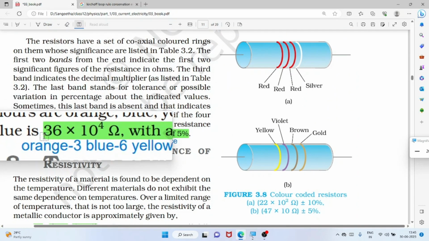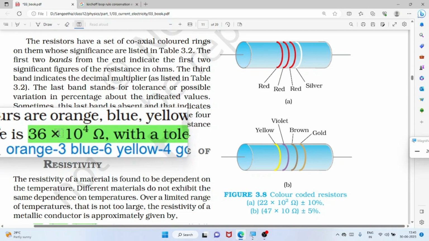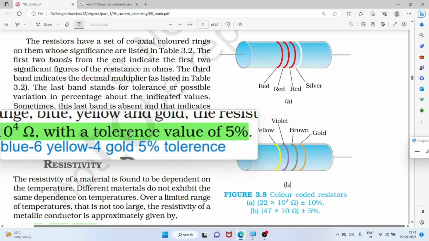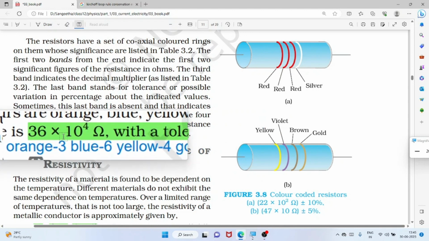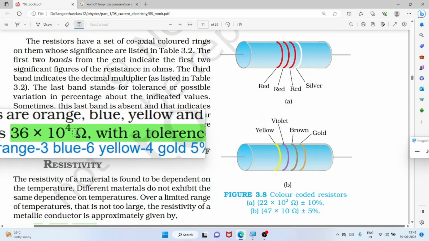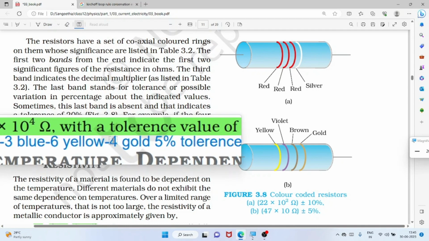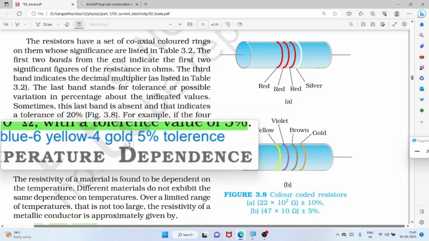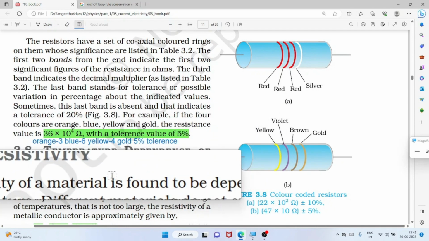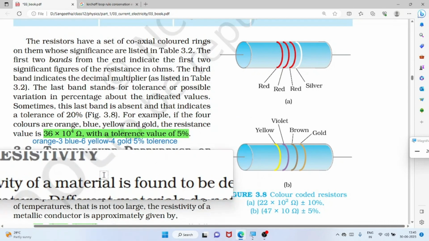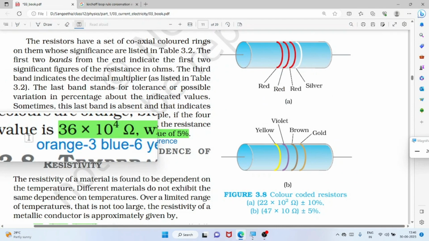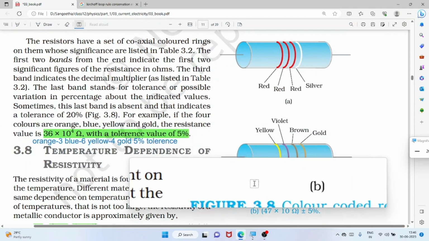So when they say the resistance is 36 into 10 power 4 ohm, it means the first 3 is for orange, 6 is blue, and the 10 power 4 is yellow, and 5% tolerance is gold. Orange.